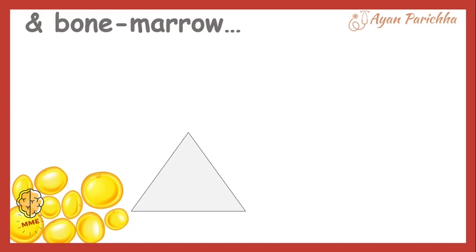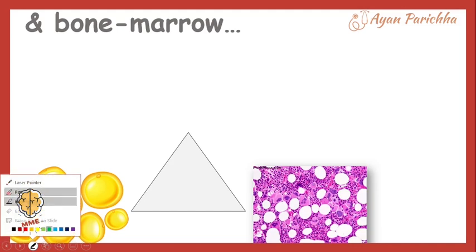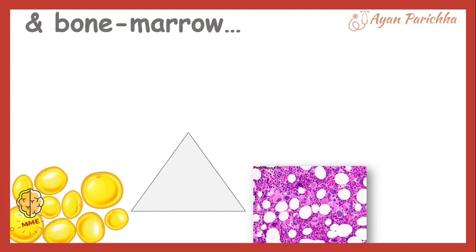Now, this is the theory that I taught about adipose tissue. This is your practical part. Whenever you see adipose tissue in the practicals, you will see these round, white, bubble-like structures. These white round bubble-like structures in a histology slide are adipose tissue.